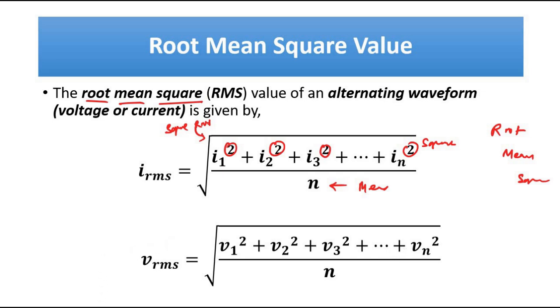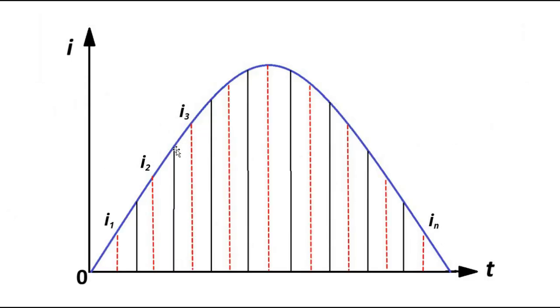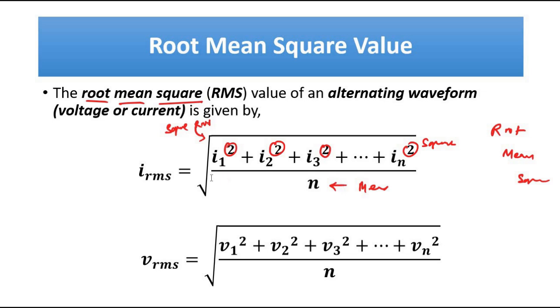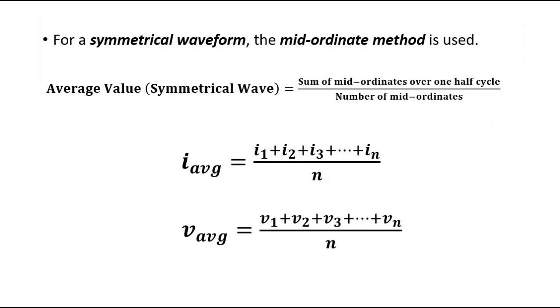It is taken in the same way, using the mid-ordinate values as we did for the mean or average value, but the calculation is different. For mean or average value, we simply take the average of all the mid-ordinate values. Here we take the average of the squares, then we take the square root. The mean of the squares and then the square root. That is the difference. This is the root mean square value, and this is the mean or average value.